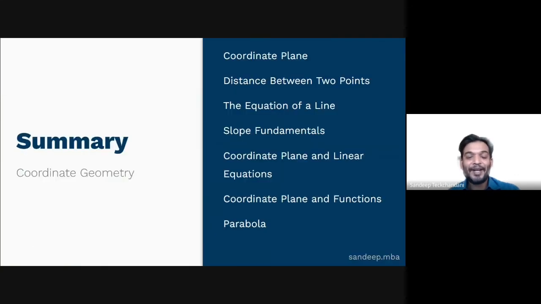So let's just summarize. What did we learn in this video lesson? We started with the coordinate plane. Then we learned how to find the distance between 2 points. What do you mean by the equation of a line? What are the important rules that govern the slope of a line? What's the connection between the coordinate plane and linear equations? What's the connection between coordinate plane and functions? And eventually, parabola. I hope my video lesson was clear and it will help you in your exams.